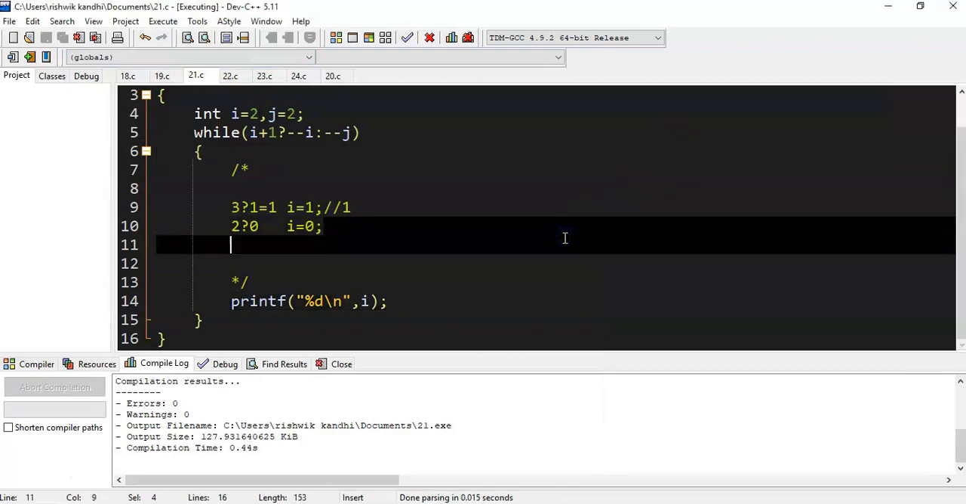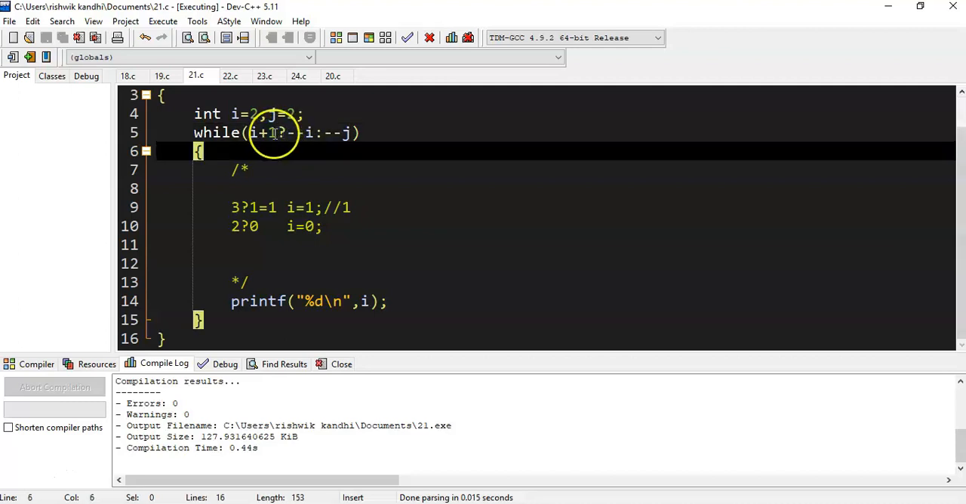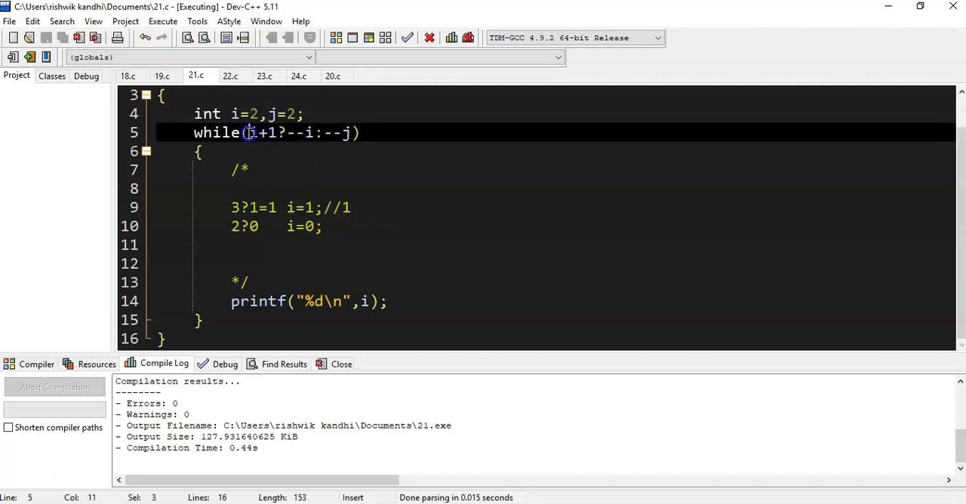So here you should know that any numerical value other than 0 would be considered as a true value. So in the conditional expression, the question mark expression, if the first expression is true, then the second expression is output considered as the final output of the entire statement, and if this question mark expression is false, then second one is considered as the final output.